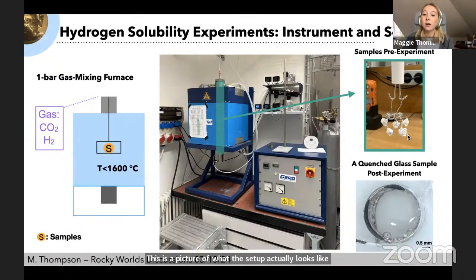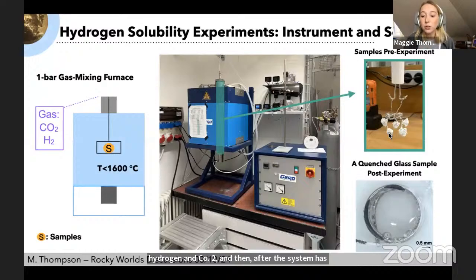In this figure on the upper right, you're looking at 5 different compositions. They all look very similar, but I promise they're all slightly different. They hang by this little chandelier, and then you lower them into the furnace. They're at the hot spot, so they're at the temperature that you have set the system to. You set your gas composition, so we can explore a range up to pure hydrogen, so 1-bar hydrogen gas, to different proportions of hydrogen and CO2. And then after the system has equilibrated, we quench the experiment.